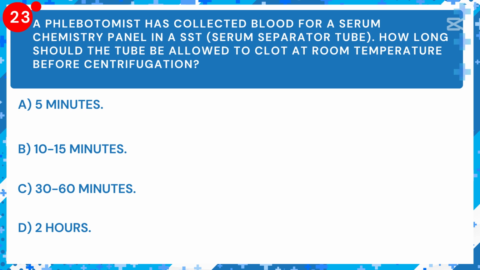Question 23. A phlebotomist has collected blood for a serum chemistry panel in a SST, serum separator tube. How long should the tube be allowed to clot at room temperature before centrifugation? A. 5 minutes. B. 10 to 15 minutes. C. 30 to 60 minutes. D. 2 hours.